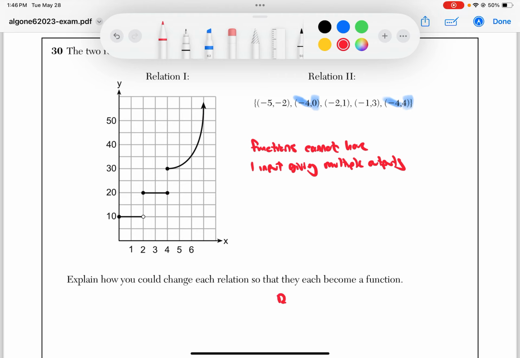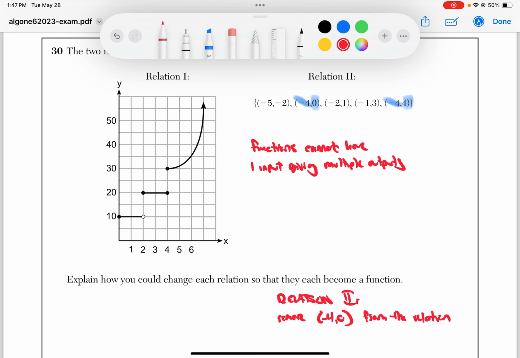So if I'm changing relation 2, I'm just going to remove -4, 0 from the relation. Easy as that. I don't need to be a heart surgeon and get in and change certain outputs or whatever. I'm just going to remove it. Once I remove it, it's now a function.